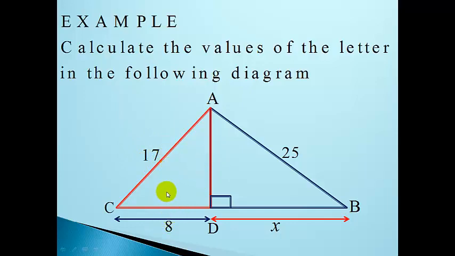Now, we can use triangle ADC to calculate the length AD. Then after getting our length AD, we combine the answer we get with the 25 given in order to calculate for our x. Now let's look at how best we can solve this problem.